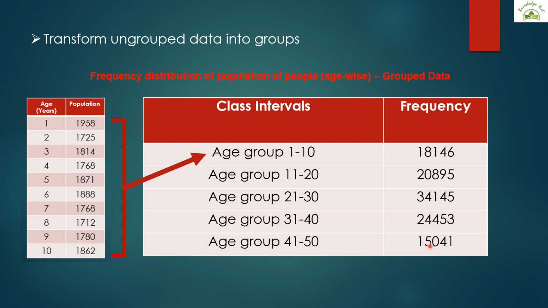How are we calculating the frequency for each class interval? On the left hand side, you can see there are 1958 citizens who are at the age of 1 year. Similarly, 1725, this is the count of citizens who are at the age of 2 years. 1814, this is the count of the citizens who are at the age of 3 years. 1768, this is the count of the citizens who are at the age of 4 years. So in this way, we have respective counts of citizens. Now if you sum all these individual values, then you will get this number 18146. So this is representing the frequency of this specific class interval for age group 1 to 10.